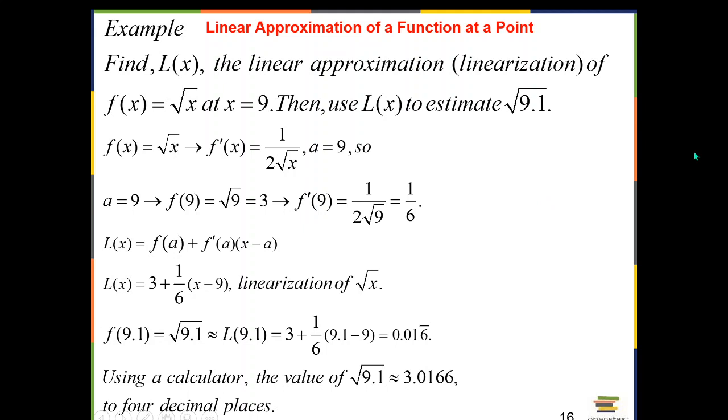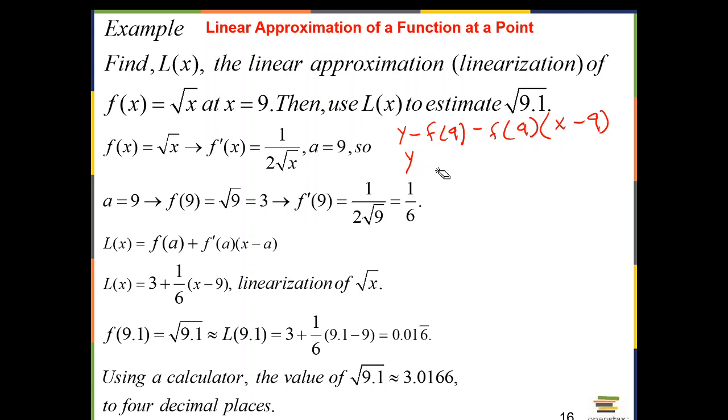Okay, so how do we do it? Well, we're going to find the equation of the tangent line to f of x at 9. And that's easy to do. It's just y minus f of 9 equals f prime at 9 times x minus 9, that's it. What is f of 9? 3, right? So f of 9 is 3.